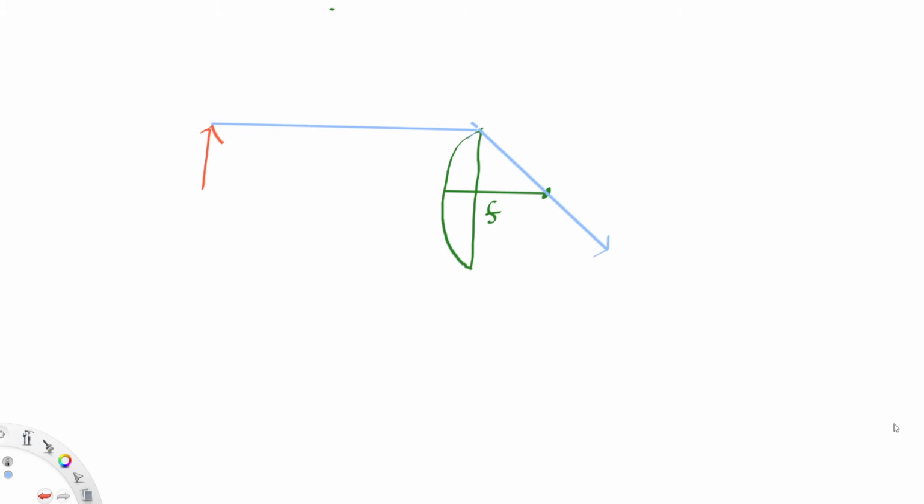And this is for a particular kind of lens. We'll actually describe what kind of lens this is in a moment. But let's get some of these rays drawn first. If a ray of light bounces off of our object and passes through the center of the lens, it does not get deflected. It just keeps on going straight.